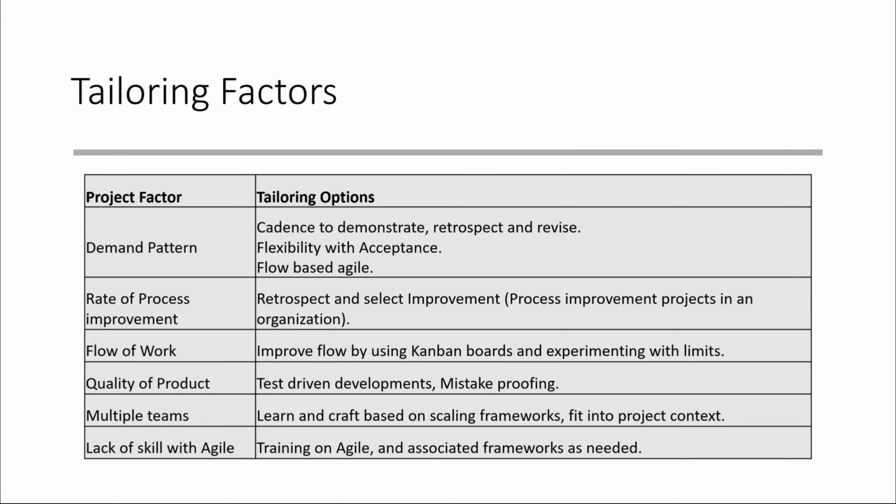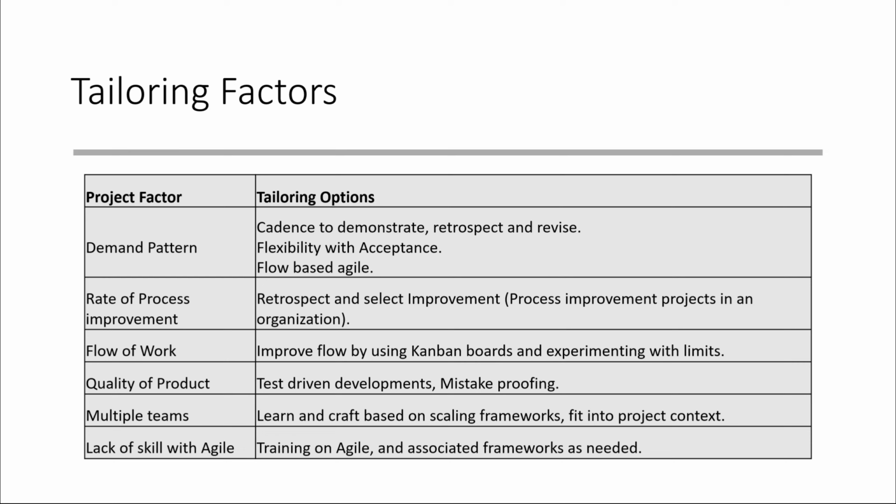Project factors that influence tailoring. Sometimes project attributes require tailoring an approach for a best fit. Table 3-2, as shown in the slide, identifies some project factors and tailoring options to consider. Demand pattern being steady or sporadic as a project factor, a tailoring option would be: many teams find that using a cadence helps them demo, retrospect, and take in new work. In addition, some teams need more flexibility in their acceptance of more work. Teams can use flow-based Agile with a cadence to get the best of both worlds.